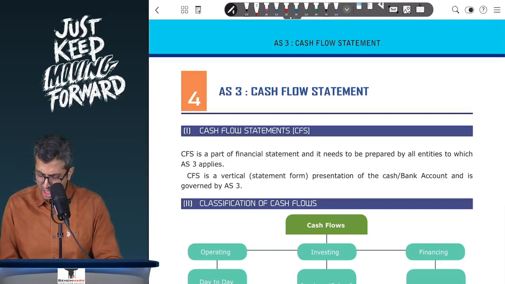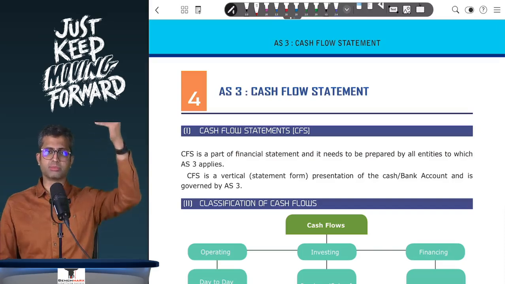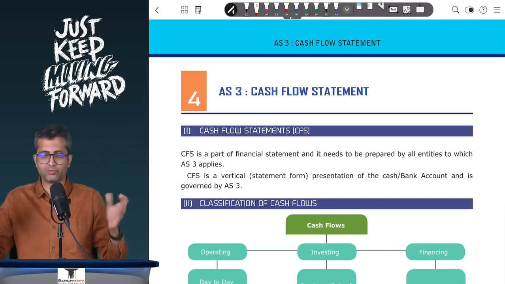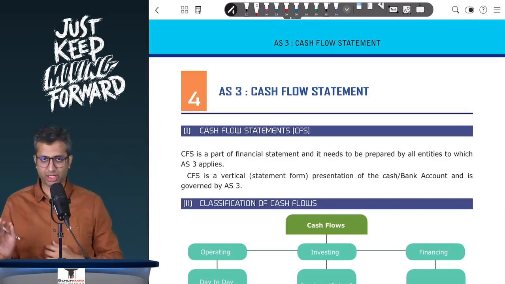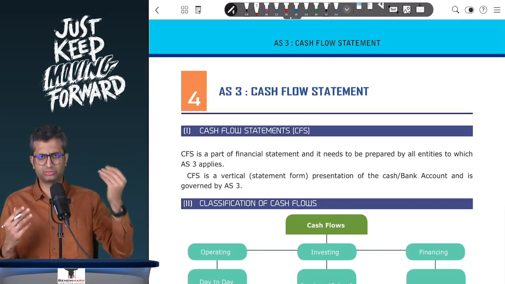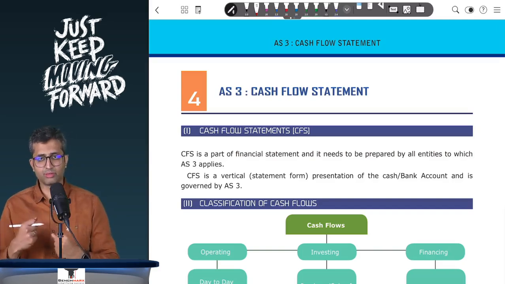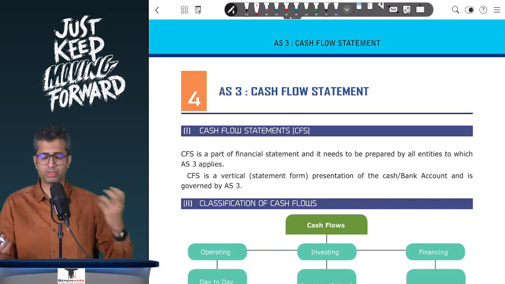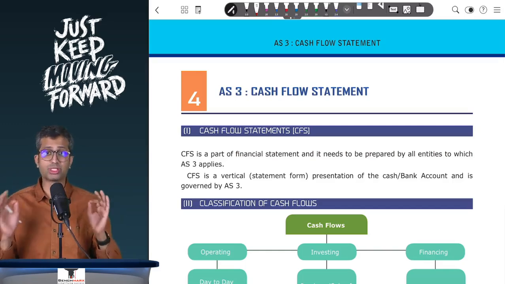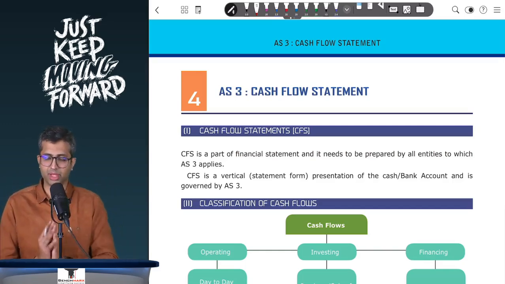Now what is a cash flow statement? Basically it is nothing but a vertical presentation of, let us say for simplified terms, a cash bank account. So when you look at the income statement, everything is prepared as per accrual. However, we want to figure out how much is the cash paid, how much is the cash received, and hence you want to see the flow of cash. That can be done by preparing the cash flow statement.